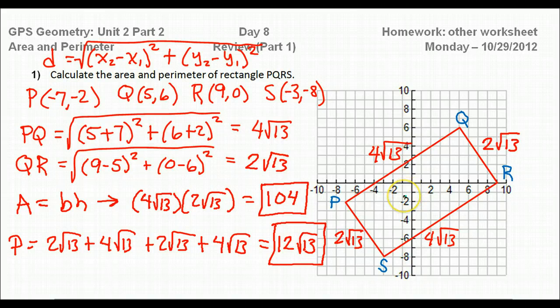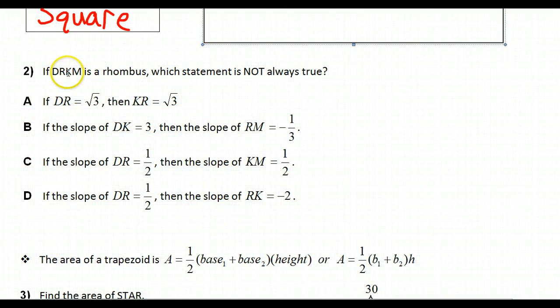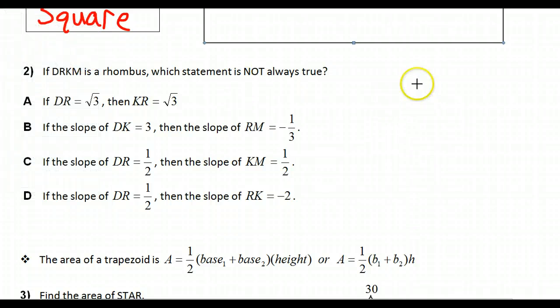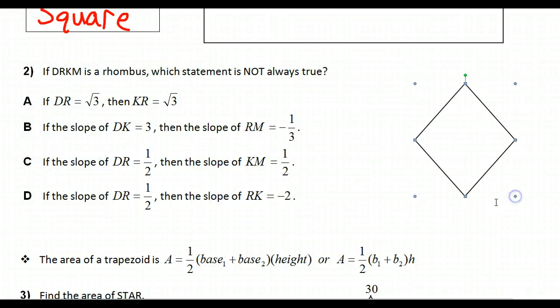If DRKM is a rhombus, which statement is not always true? So it mentions rhombus, so let's go ahead and draw ourselves a rhombus. Okay, fine. So here's a rhombus. DRKM, let's label that.